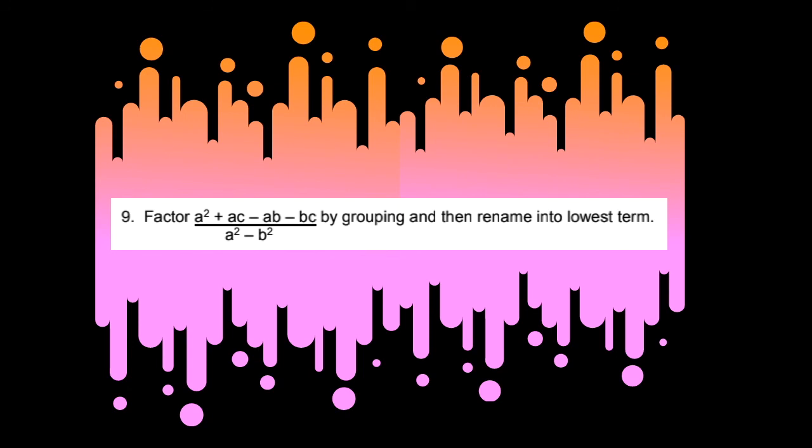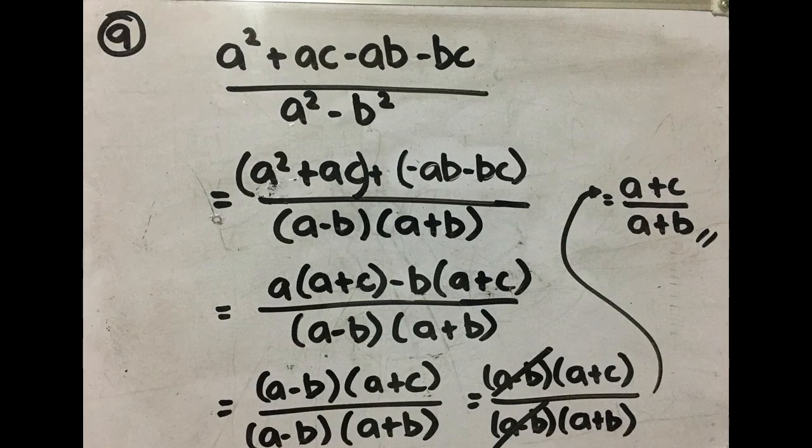Number 9. Factor a squared plus ac minus ab minus bc over a squared minus b squared by grouping, and then rename into lowest term. First, we have to group the numerator. We have to group it by getting all the similar terms. In this case, we have a squared plus ac grouped together and ab minus bc grouped together.